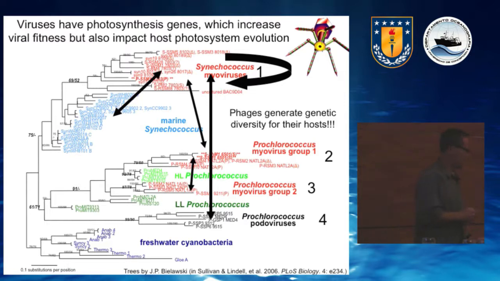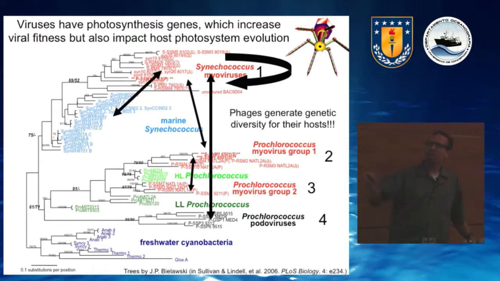I could see none of my animation is working. If we looked at the evolutionary history of these viruses, what we found is that you have one group of viruses up here. These are Synechococcus viruses. Another group of viruses, Prochlorococcus myoviruses 1 and 2, and Prochlorococcus podoviruses. And this PSBA gene sequence in this tree from viruses clustered with their hosts, suggesting the virus stole that gene from the host.